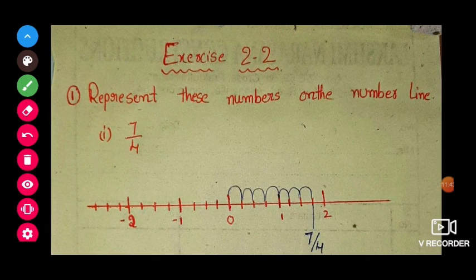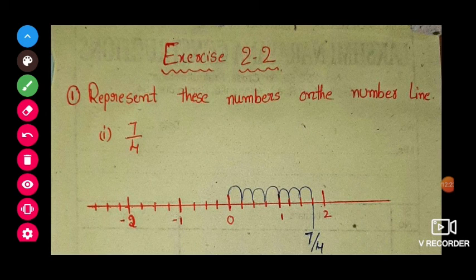Next, children, here we can see exercise 2.2. First question, represent these numbers on the number line. One I will do, and one is homework for you. First question, 7 by 4. If you observe, what is the denominator? The denominator is 4. So how many parts do we make of one unit? 4 parts. Each and every unit should be partitioned into 4 parts.